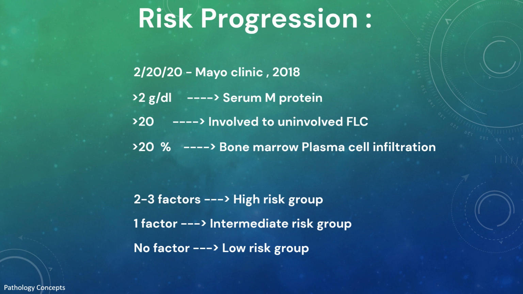If 2 to 3 factors among these are present, then it is classified into the high risk group. If only one factor is present, then it is an intermediate risk group, and if no factor is present, all factors are absent, then it is low risk smoldering multiple myeloma.